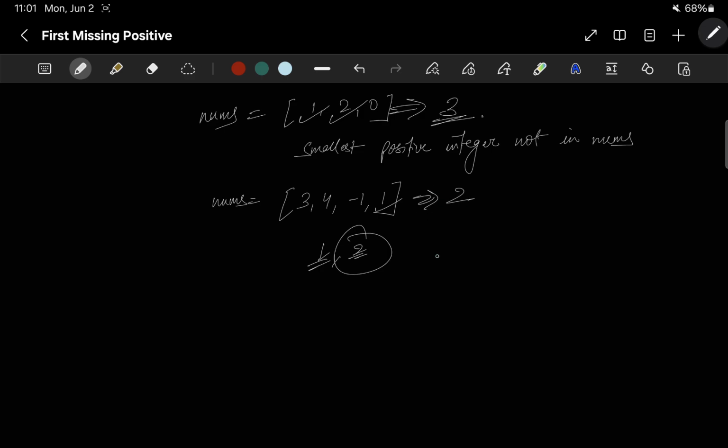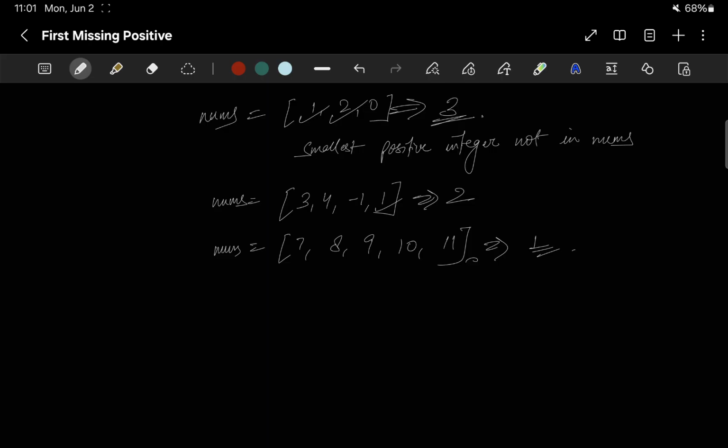2 is the smallest positive integer which is not present here. Okay. Let's take another example. Nums equals 7, 8, 9, 10, 11. In this case, the answer should be 1. Why? Because 1 is the smallest positive integer which is not present here. Okay. So that's all. That's the problem statement. And I explained you what it expects.